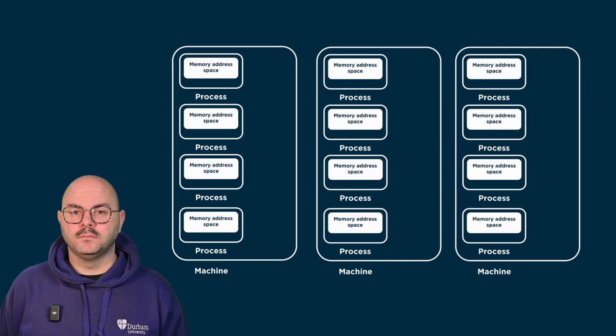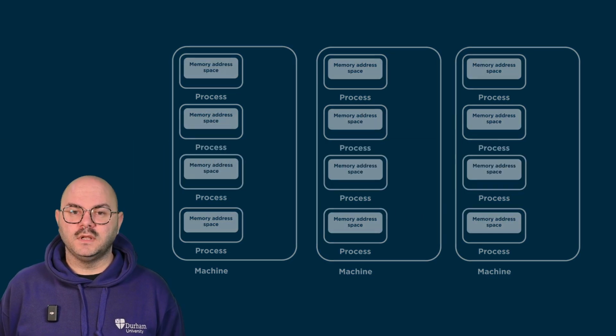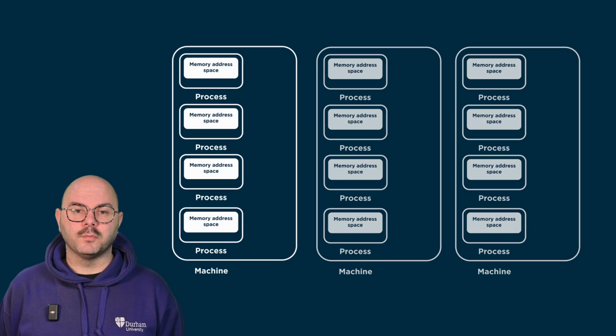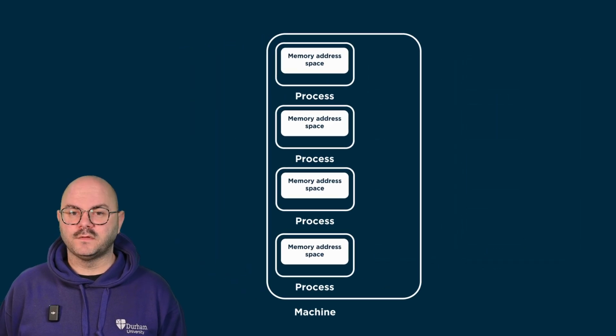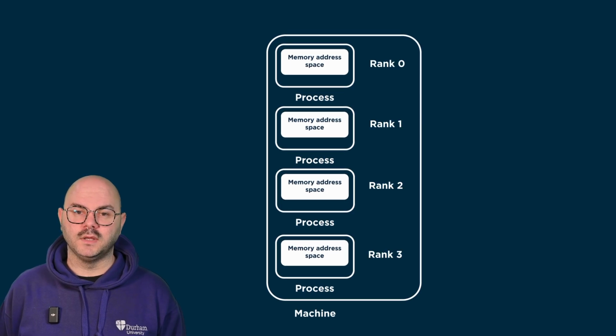In MPI, processes are grouped into communicators, and each process is assigned a unique index within a communicator. That's the rank. If we start an MPI-enabled program with 4 processes, the ranks of the processes in the default world communicator will be 0, 1, 2, and 3.